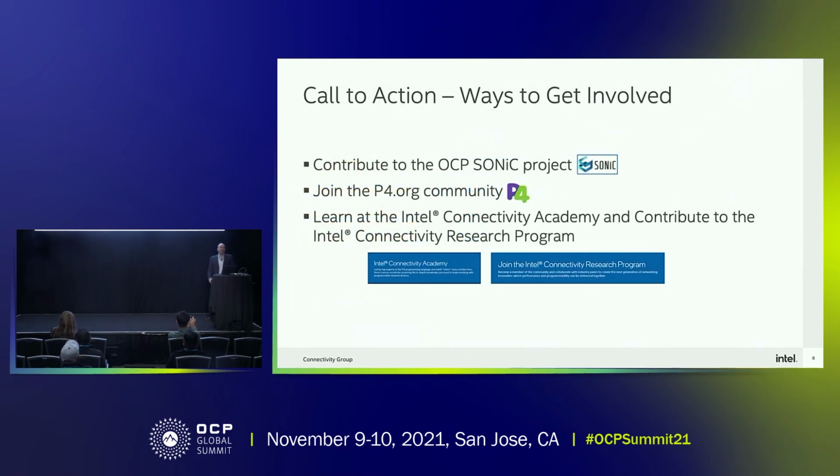How can you get involved? How can you help? Very, very easily. Contribute to the OCP SONiC project. Contribute to p4.org. Contribute to IPDK.org. We talked about that earlier. It's a brand new organization in support of IPUs. Learn about P4 programming. You can come to the Intel Connectivity Academy. You can also contribute to the Intel Connectivity Research Program, which is a resource focused on P4 programmable pipelines.